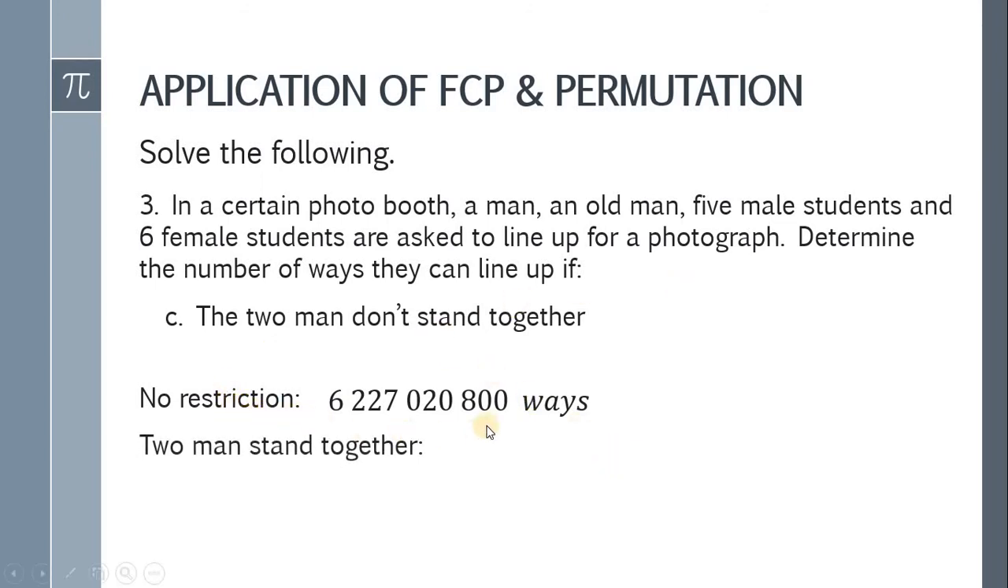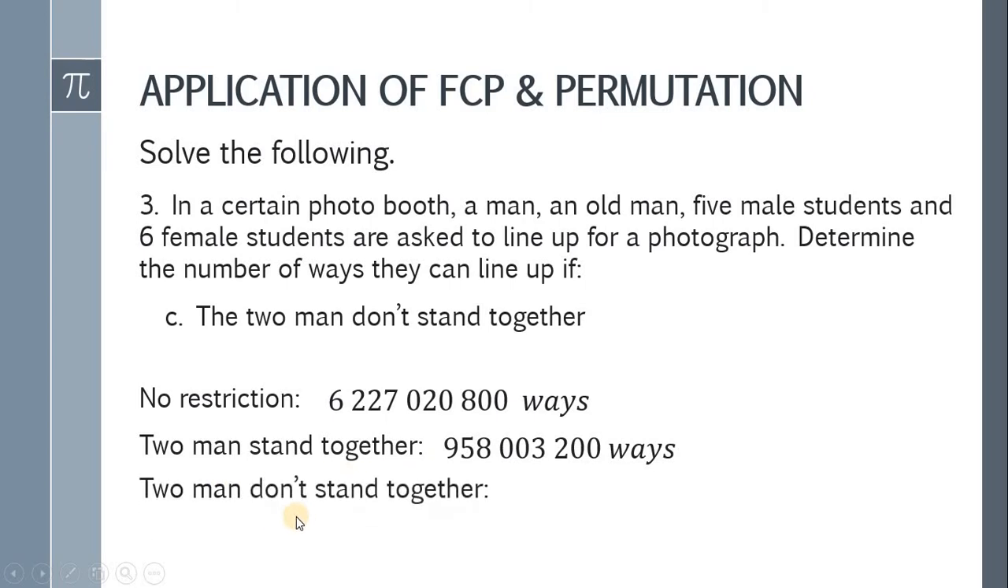Next, nakuha na rin natin yung number of arrangements kung saan magkatabi yung dalawang man, si old man at saka yung isang man. Nakuha na natin yun as 958,003,200 ways. Now, imagine, papipilahin natin sila sa isang pila at pipicturean natin, dalawa lang yung posibleng mangyari. Una, the two man stand together, so magkatabi sila sa picture. And yung pangalawa, the two man don't stand together or magkahiwalay sila. Yun lang yung posibleng senaryo.